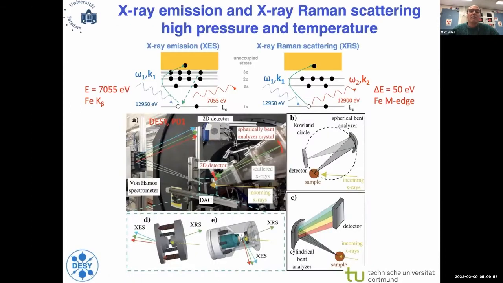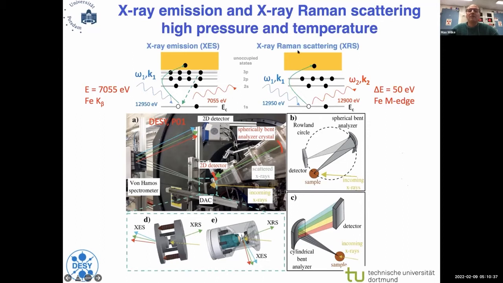The other less common techniques are X-ray emission and X-ray Raman scattering, and the basic principle behind them is outlined in these energy diagrams at the top. If you do X-ray emission, you come with a high energy photon, you excite some core level electrons, and then the relaxation process happens at a specific energy. Here in this case, it's the iron K beta energy. If you measure these emission lines with very high energy resolution, you get some insight into the electronic structure as well as the coordination environment.